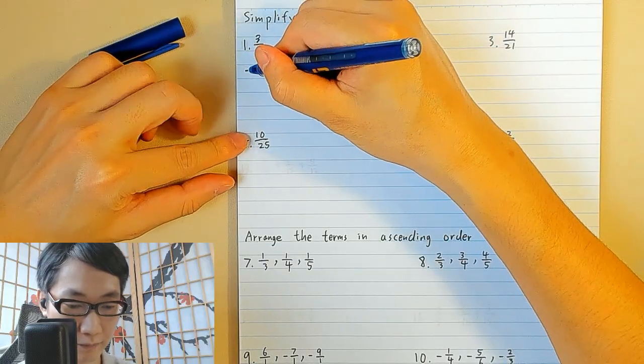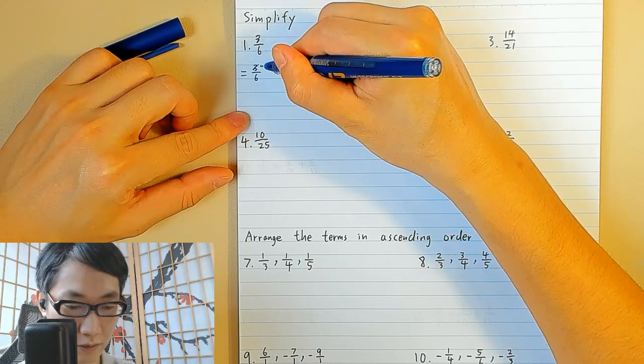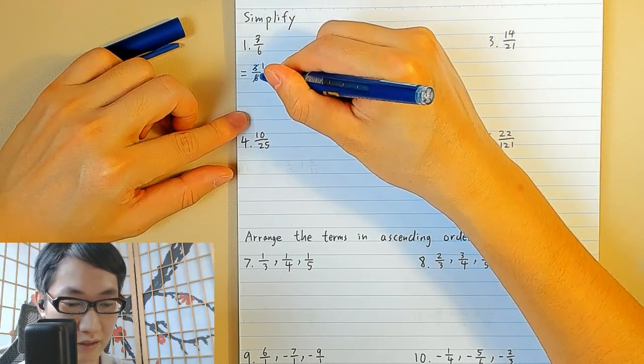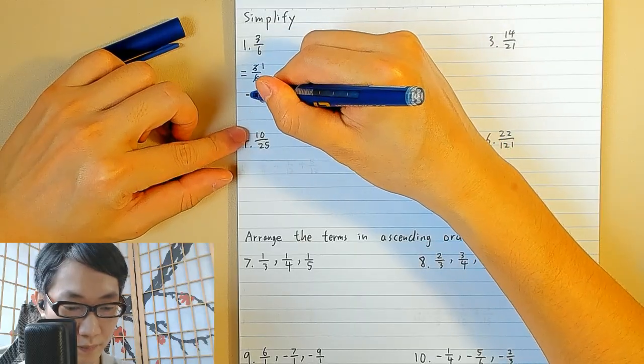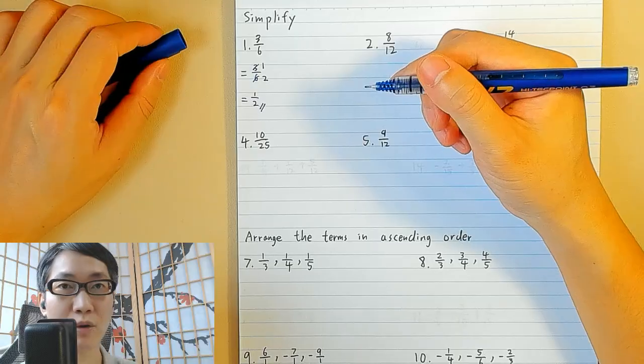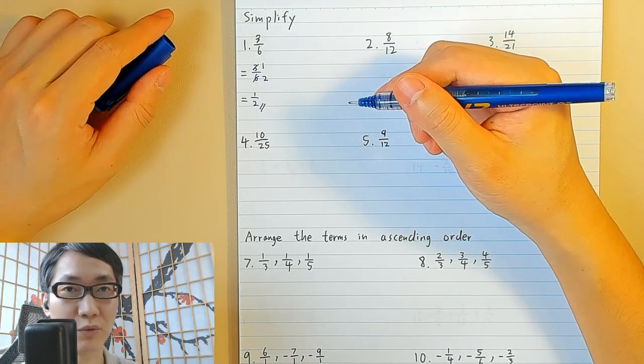And we have, so divide this by 3 is 1, dividing this by 3 is 2, and we have 1/2. More on highest common factor HCF and LCM in other videos. Okay.